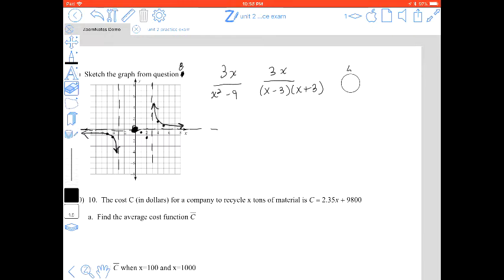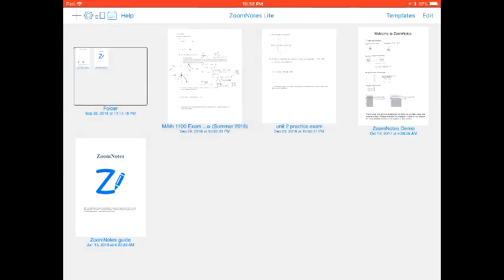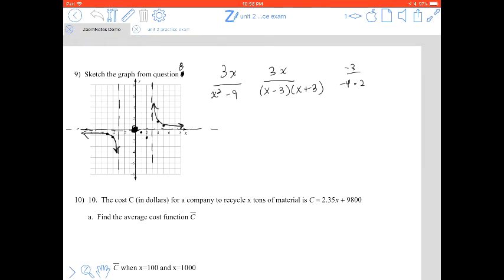If I test -1, 3 times -1 is -3. -1 minus 3 is -4. -1 plus 3 is +2. So we get -3 over -8, that's 3/8. So that would be right about there. So what this is telling me is this piece of the graph is looking like that.